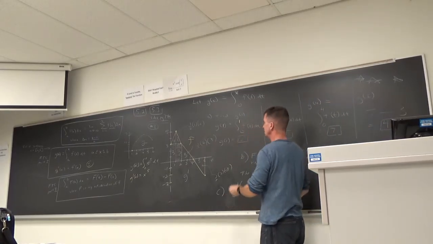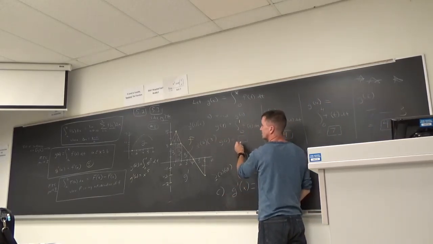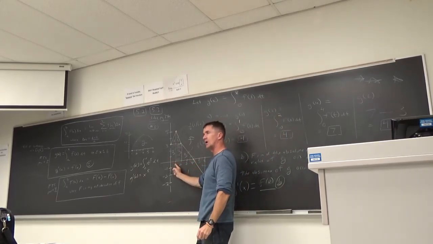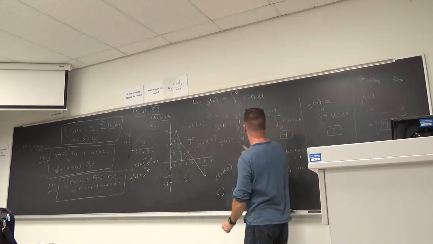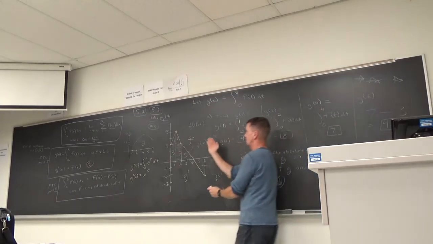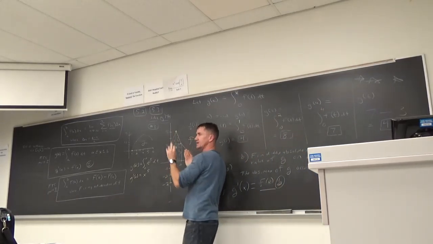This one would be 3 times. 3 plus 1 is? 4. Do you agree the area underneath from 0 to 1 is 4? Now, everyone sum the area from 0 to 2. Is that 8? Everyone here, add all those up. 3 plus 6 plus 1 plus 1, 8.